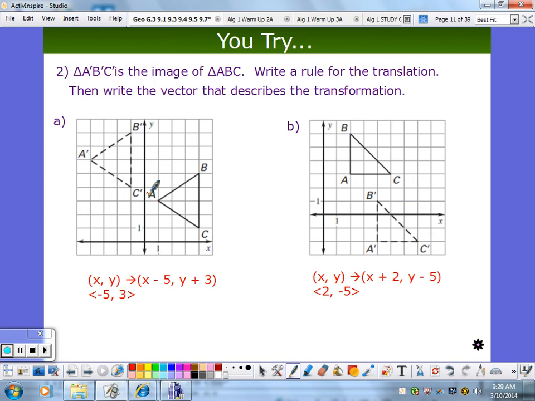You started with your original pre-image point. How did I get here? How many did I go left? 1, 2, 3, 4, 5 left. That's this guy left. And then I went up 3, and that's true for all the points. This one you should have gotten it maps to (x plus 2, y minus 5), or you write that as a vector component <2, -5>. Questions on that? And that's translation, that's it. So not too hard.